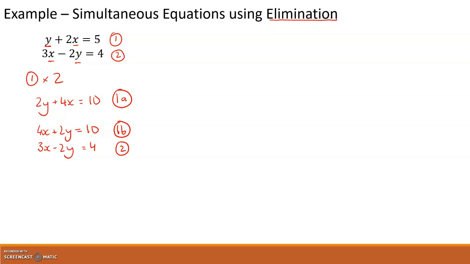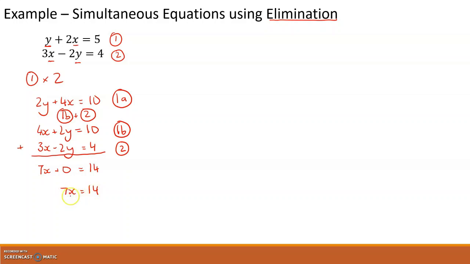I'm going to do equation 1b plus equation 2. So what I can do is put a plus sign down here and visualize the way this expression works. So 4x plus 3x is 7x. Now, like we said, 2y plus negative 2y is equal to 0. So those terms, those y's, they cancel each other out. So I'm left with 7x plus 0 is equal to 10 plus 4, which is 14. So 7x is equal to 14.